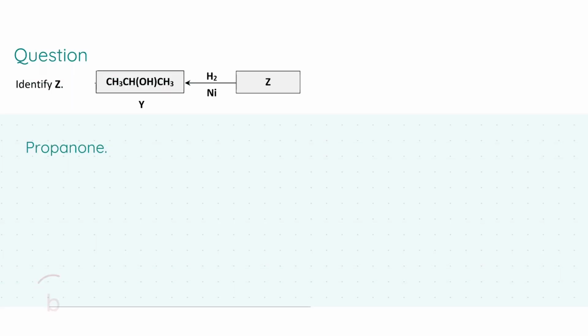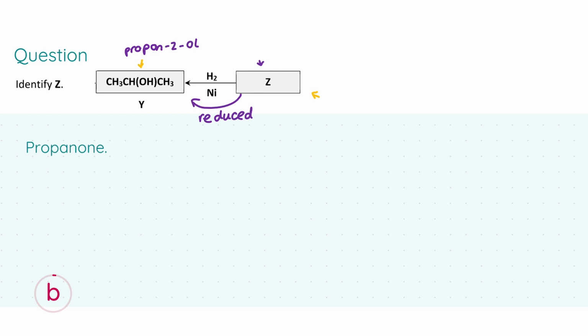Question B part 1 asks us to identify Z. I've just cut this out of the question here, so you're going to have that in front of you. So let's see. We know what this is. We know that Y is propan-2-ol. But what is this? So we can see that Z is being reduced, because it's gaining hydrogen. So it's being reduced in the presence of a nickel catalyst.